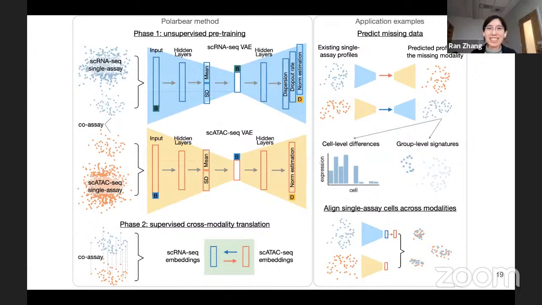Yeah, I think that's a great idea. It's interesting to incorporate some prior knowledge, for example prior knowledge on gene-peak relationships, and also maybe sequence or other prior knowledge, to help guide the translation. That's something interesting for the future.